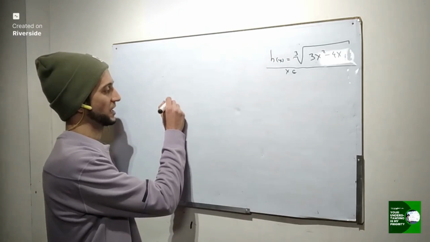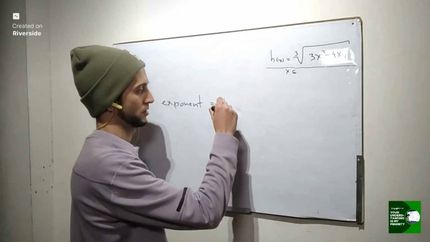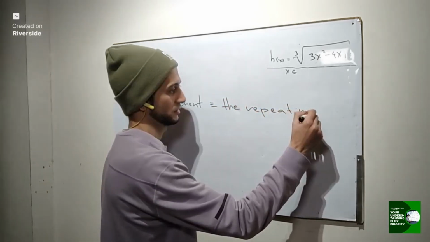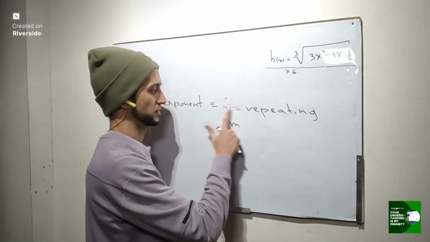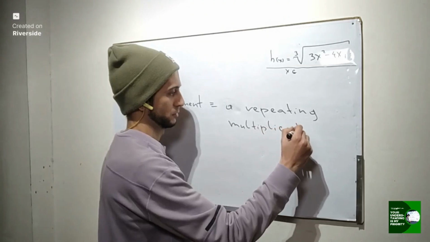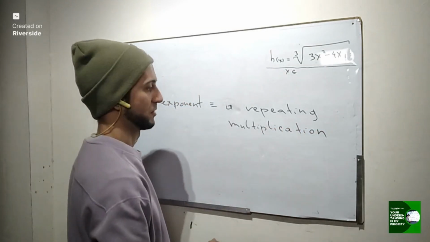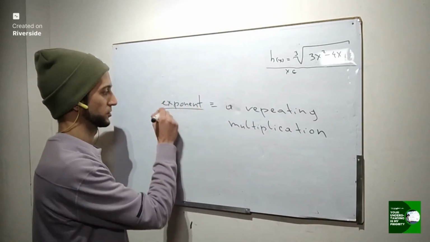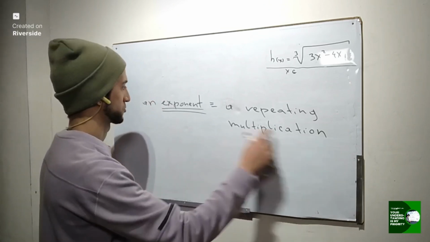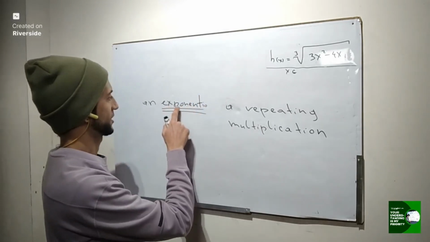Remember, exponent means, by definition, a repeating multiplication. A repeating multiplication, in other words, is called an exponent. Well, after multiplication, I should say an exponentiation, in the proper sense. Exponentiation.